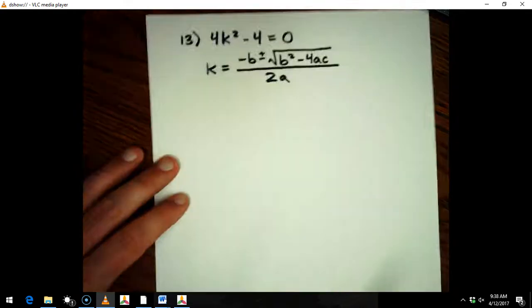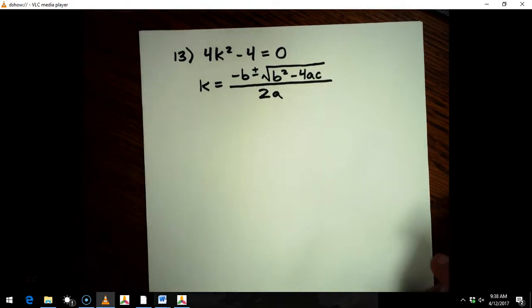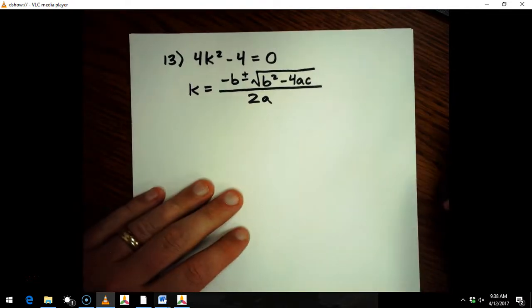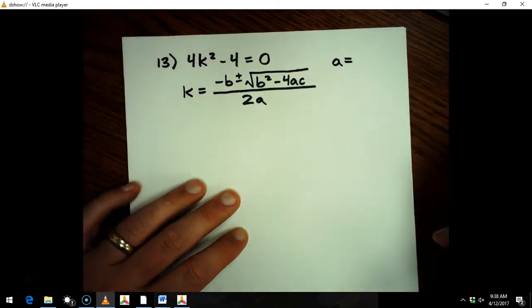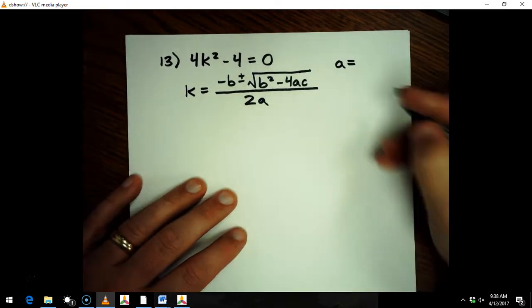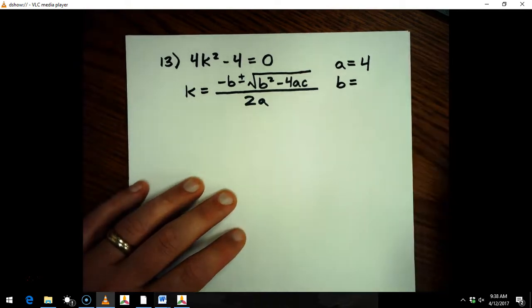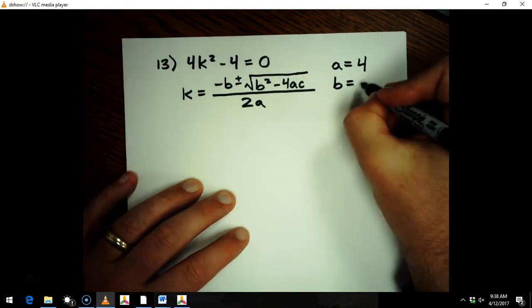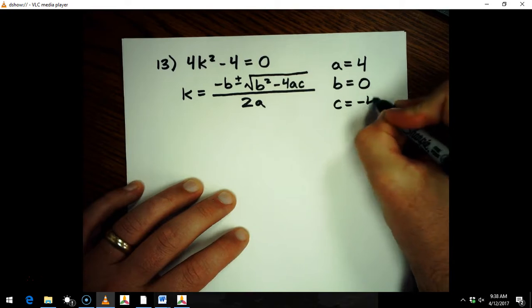One other example, solving for k. It looks a little bit different. 4k squared minus 4 equals 0. Let's identify a. By the way, this is number 13. A is 4. If there is no single k, the b value has to be 0, and the c value is -4.